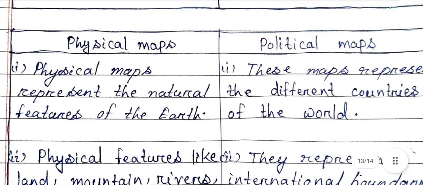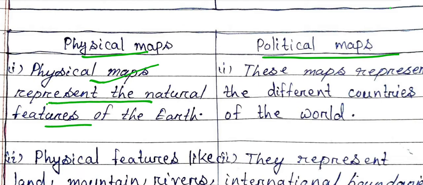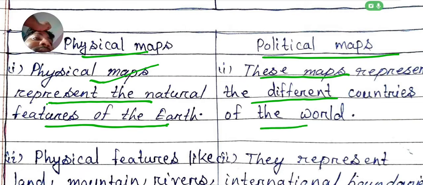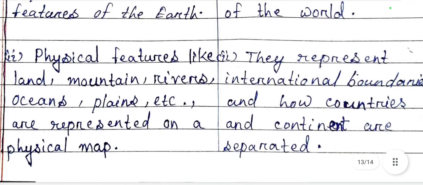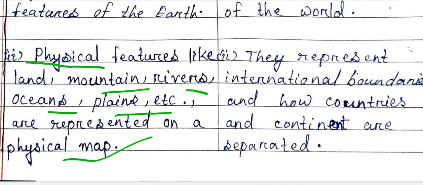Then physical map or political map. Okay, so physical maps represent the natural features of the earth. These maps represent the different countries of the world. Then physical features like land, mountains, rivers, oceans, plains, etc. are represented on a physical map.